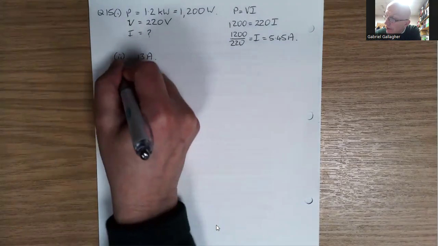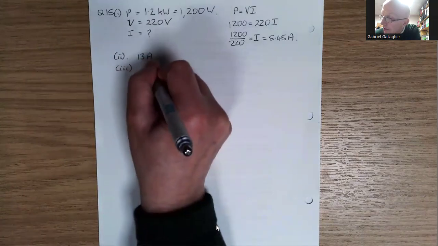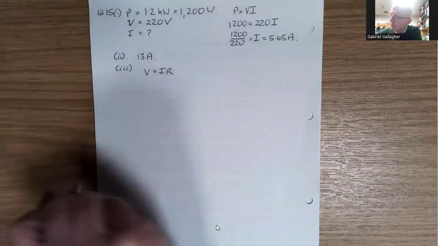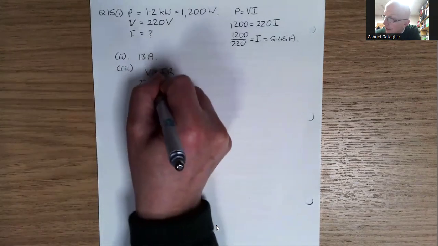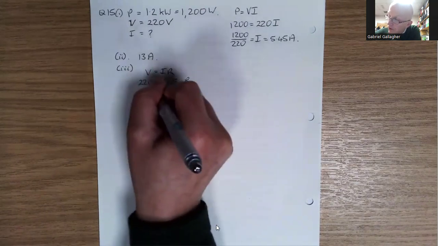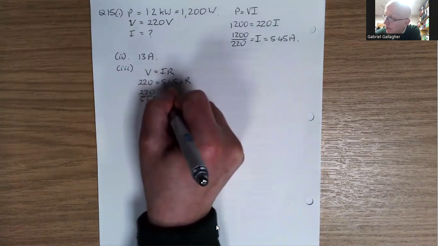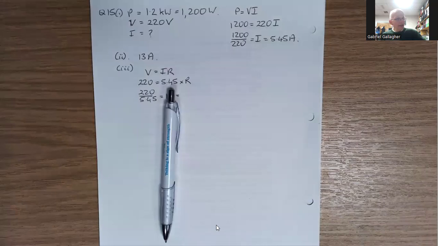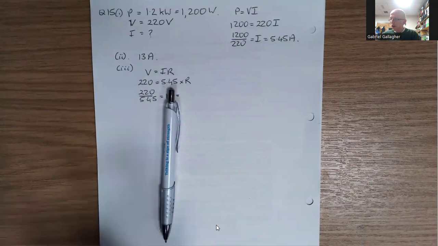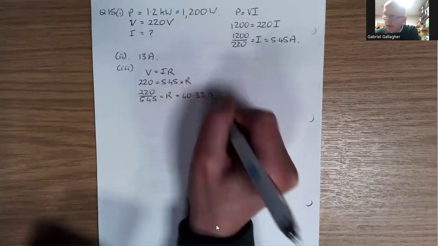Okay, part 3, what is the resistance of the element? Well, V equals IR. 220 equals 5.45 times R. Again, divide by 5.45, divide by 5.45. 220 divided by 5.45 equals R. Now, I've left the number in my calculator, so I'll get the exactly correct answer. If you're rounding off, you mightn't get exactly this. But what I get is 40.33. It's a resistance, so it must be in ohms.